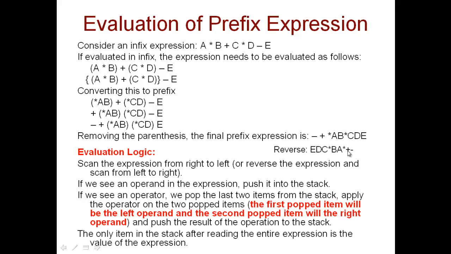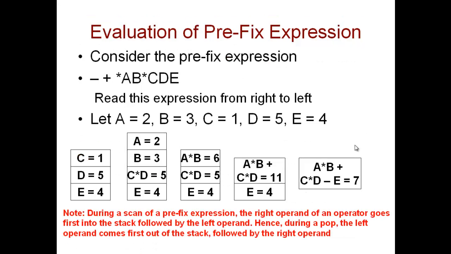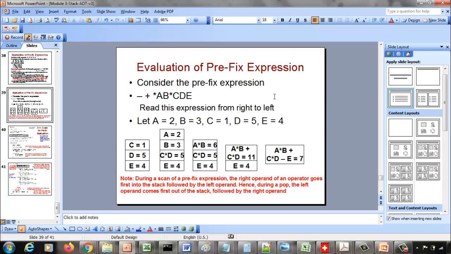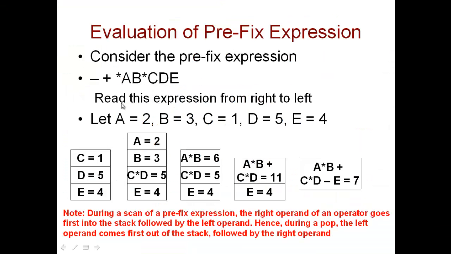Let us say we reverse the expression and process it from left to right. This is what we have here: E, D, C, star, B, A, star, plus, minus. Or I can read the expression right to left. Since I have it like that, let us use that. Let us read this expression from right to left. I have not reversed it, so I'm reading from right to left. Still, it's the same thing.